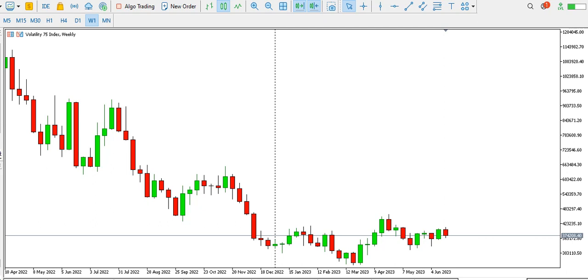Today we are going to look at volatility index. Talking about V75, step index, boom and crash index on the higher time frames. We're going to see how far price has gone, and I'll start with V75 on the weekly time frame.